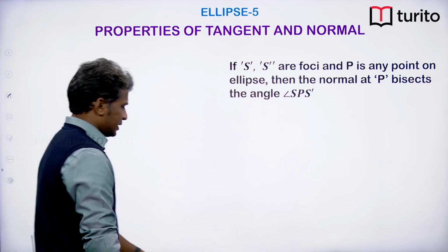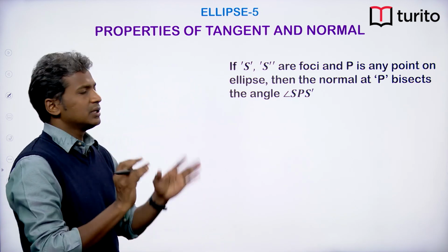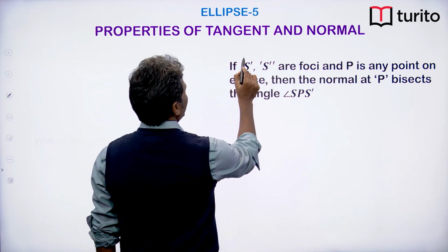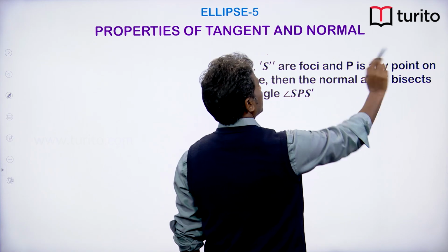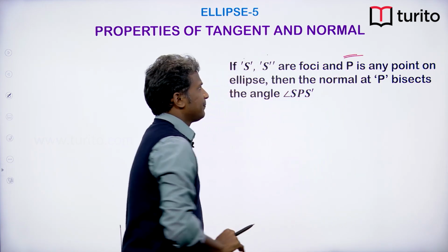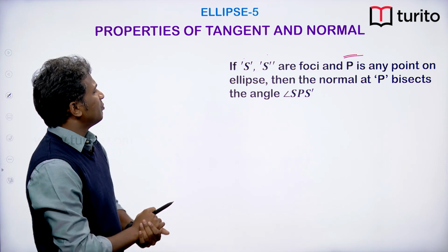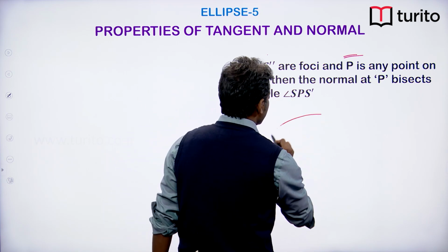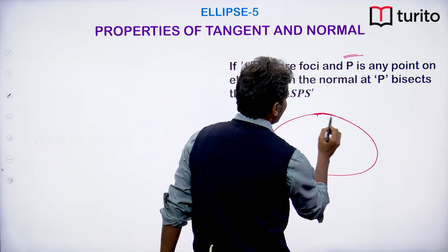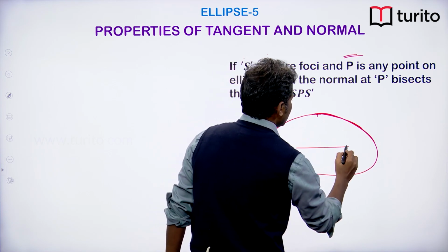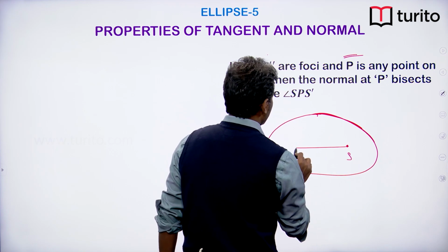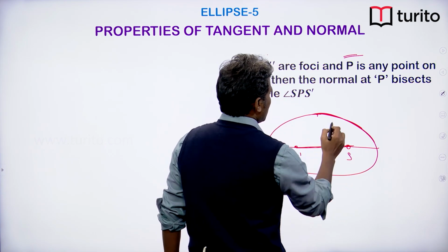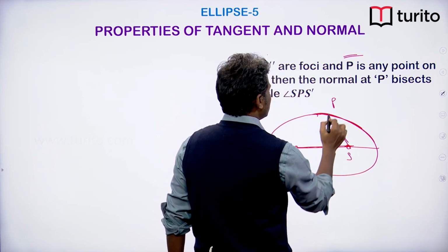These are some properties of tangents. Okay. So, let us look at the properties one by one. Here, point S and point S dash are the foci and P is any point on the ellipse. Then the normal at P bisects the angle SPS dash. So, this means suppose there is one ellipse here, and there are 2 points here which are the foci S and S dash. Okay. And P is any point on the ellipse.